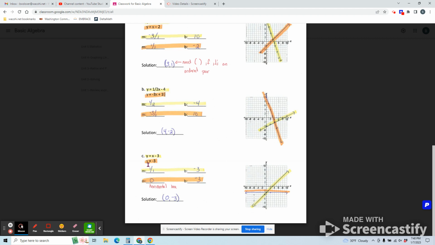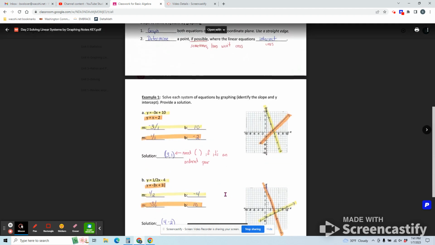It's a horizontal line. So my slope is 0. My y-intercept is -3. So I'm going to count down 3. I'm going to go down 3 on the y-axis. I want a horizontal line, which means I'm going left to right. And the other one I already graphed. Where they intersect is my solution. So there's one solution. They intersect once. That one solution is 0, -3.